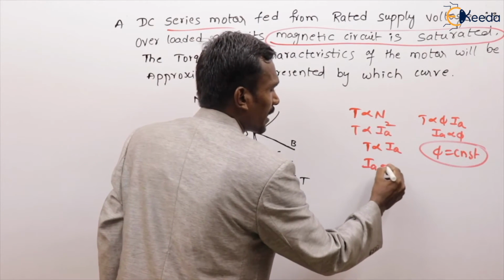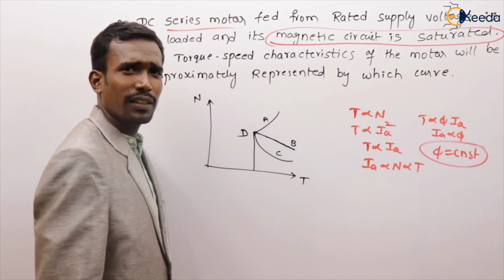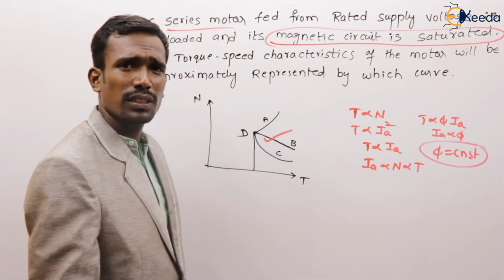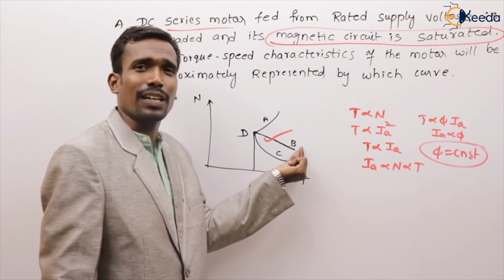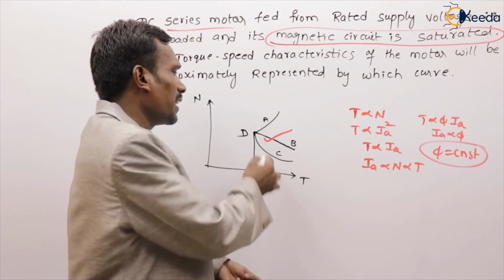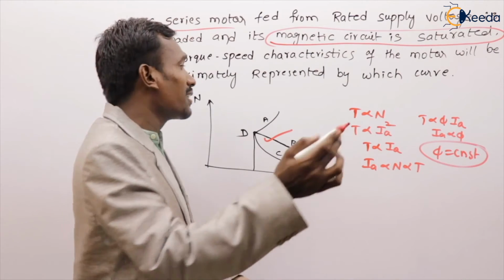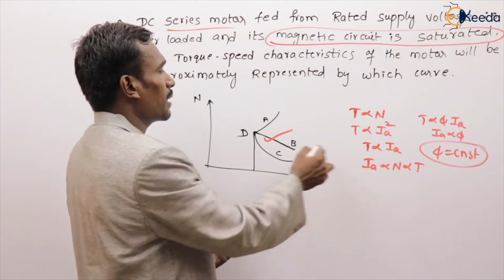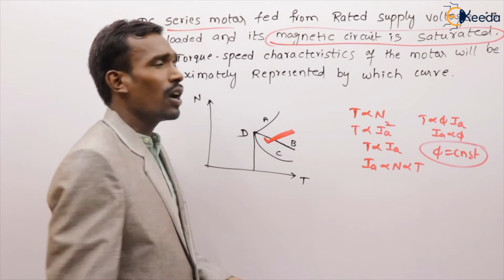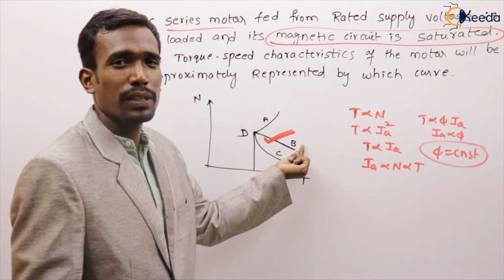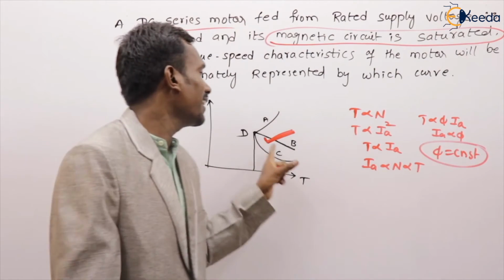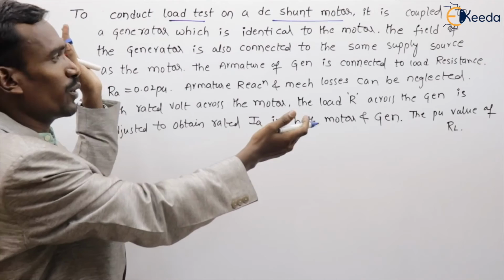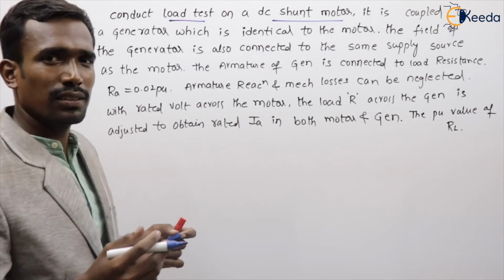So mostly IA is directly proportional to N, directly proportional to T. Directly proportional is nothing but a linear curve. Inversely proportional is a rectangular hyperbola. Square is a parabola. I already gave you that just now. So directly proportional, that's why it is a linear curve. Option B is the correct answer. Due to saturation, the linear curve is the correct answer. It looked like a very big question, but it is a very simple, easy question.